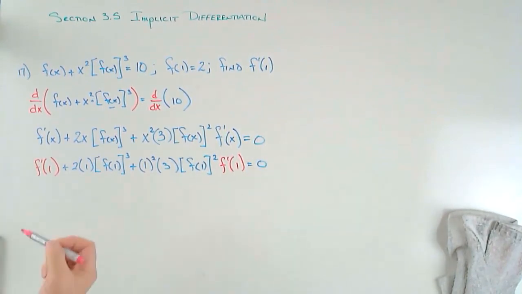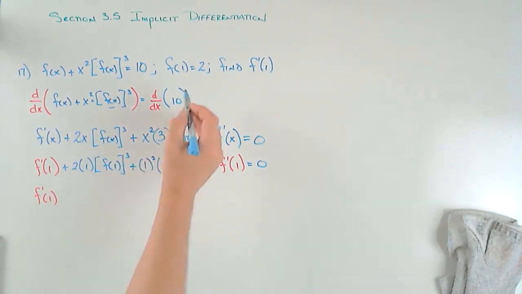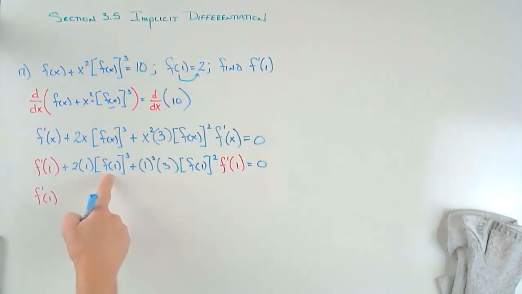So what do we end up with? Well, right now we have f prime of 1 right here. We're looking for that. F of 1, according to this, is 2. So 2 cubed is 8. 8 times 1 times 2 is going to be 16. So that's going to give us 16.